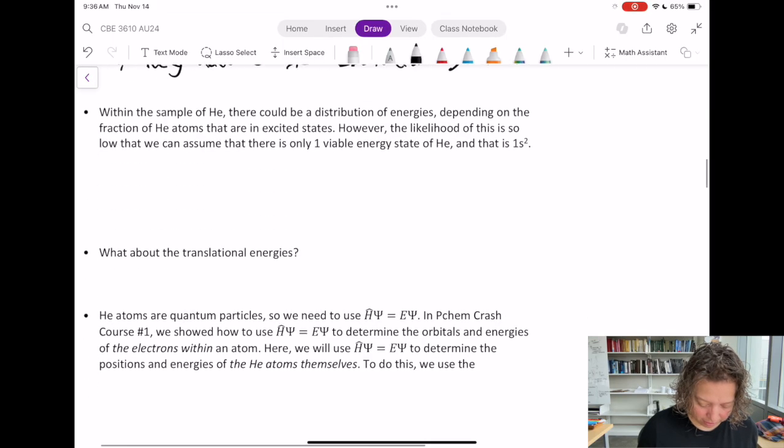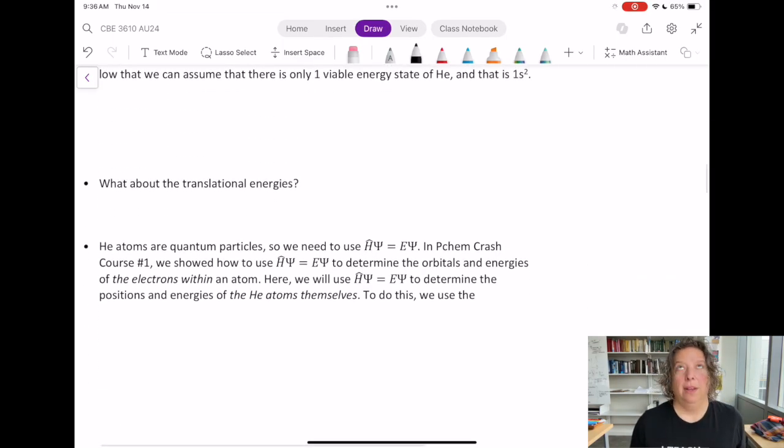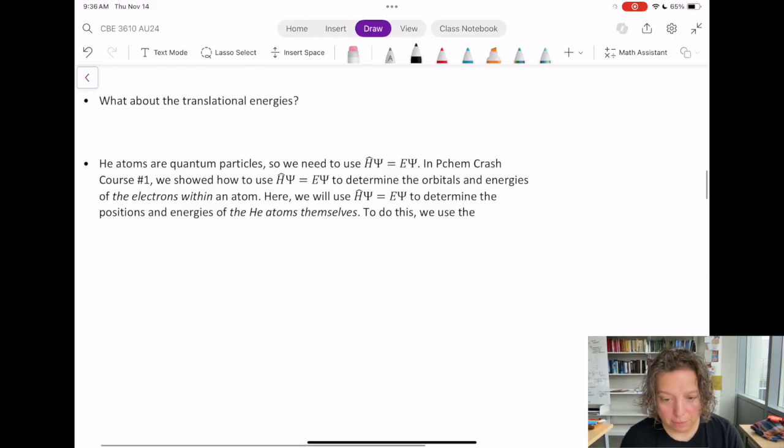What about the translational piece? Okay, so this is where we're going to need to perform some modeling and do some calculations. So yes, these are helium atoms, and we are observing them from the classical world, but we cannot know their translational energies without quantum mechanics because they are quantum particles. So we got to do a little bit of quantum.